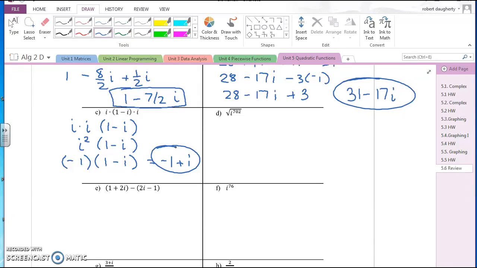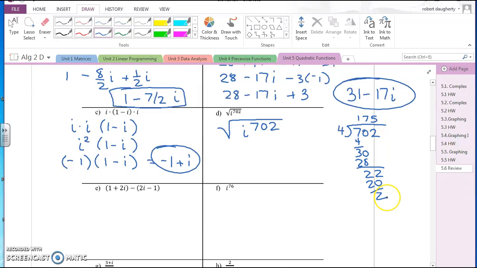The square root of i to the 702nd power. So first thing, let's find out what i to the 702 is. If I divide 4 into 702, 4 would go into there one time, that's 4, leaves me at 3. 4 will go into 37 times, that's 28. That leaves me at 2, bring down the 2. 4 will go into here 5 times, that's 20, and my remainder is 2.